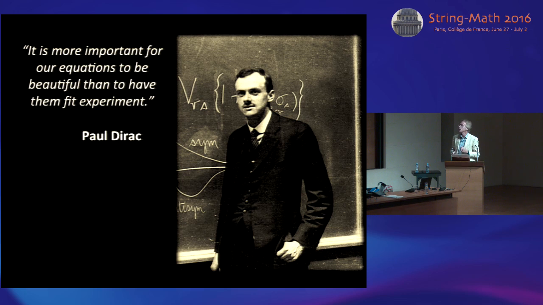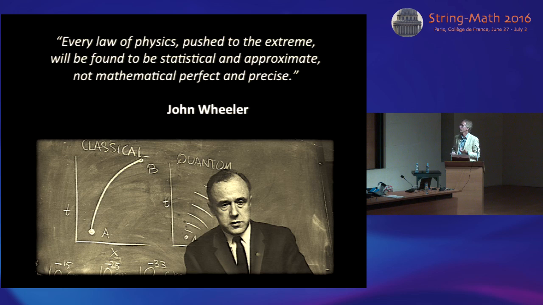And then there's the opposite point of view that I think was very well put by John Wheeler. It's actually quite a deep statement: every law of physics pushed to the extreme will be found to be statistical and approximate, not mathematically perfect and precise. And his point was, if you want to have a mathematical result that will stand through time, it better have a certain plasticity, a certain ability to change or add details, because if it's the final word, it will either break or stand. And often, I think, in the confrontation with reality, it might break.